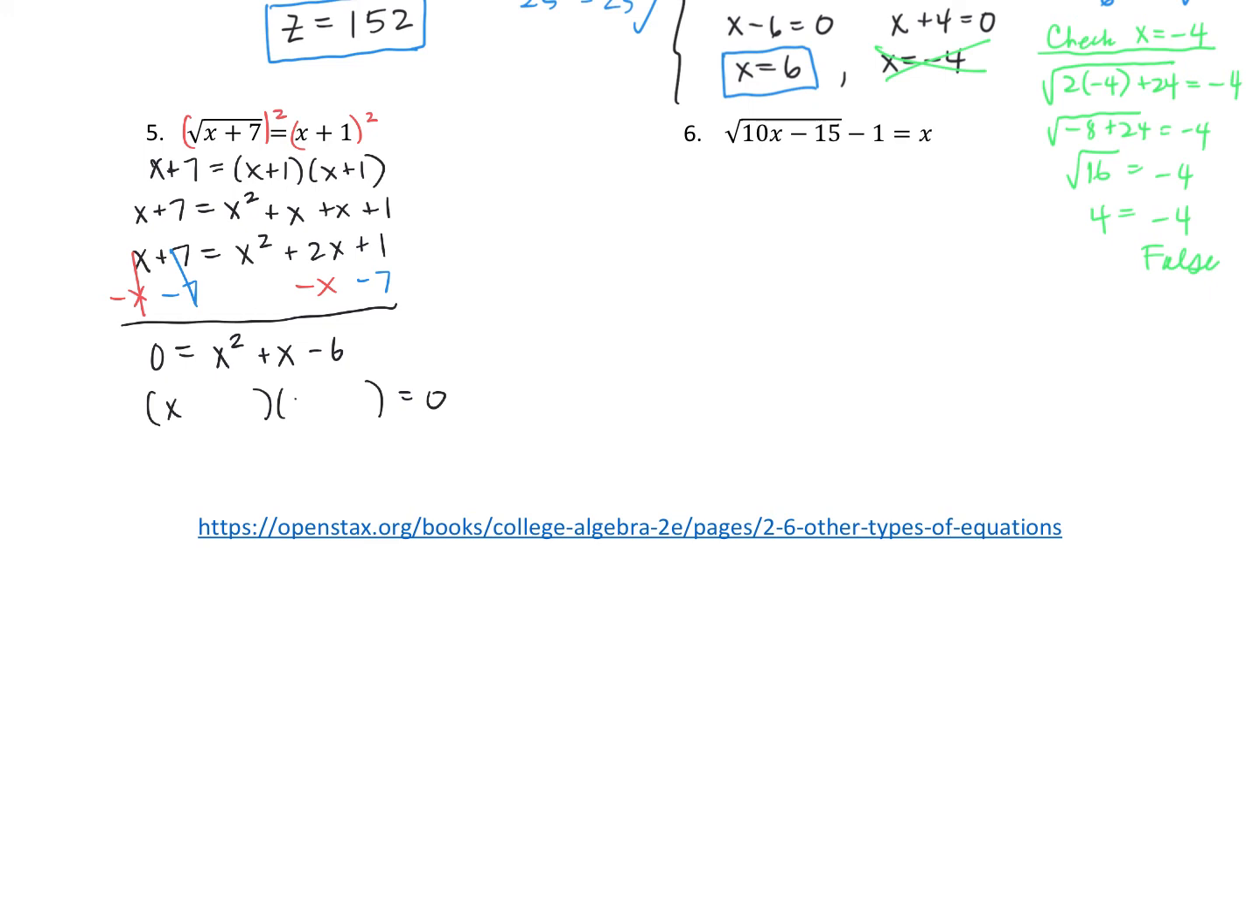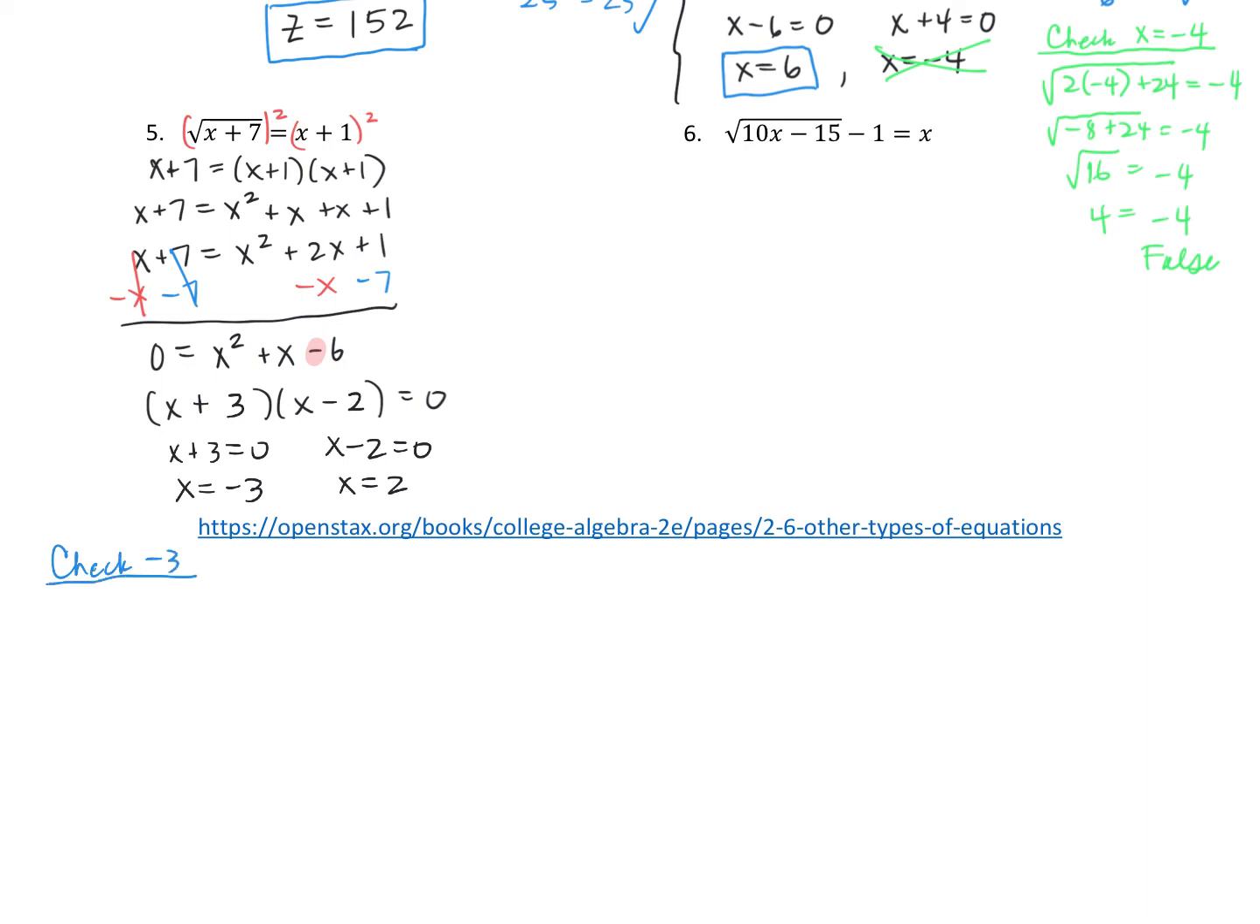So we will have x and x. Signs are different, so 1 plus, 1 minus. 3 and 2, those will multiply to get me a -6 and add to get me a positive 1x. And then each factor will lead to a possible solution. So one possibility is a -3 and the other possibility is a positive 2. And now we're just going to check those.